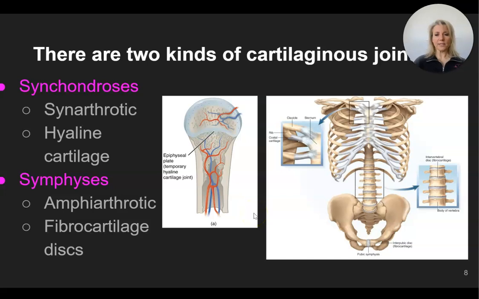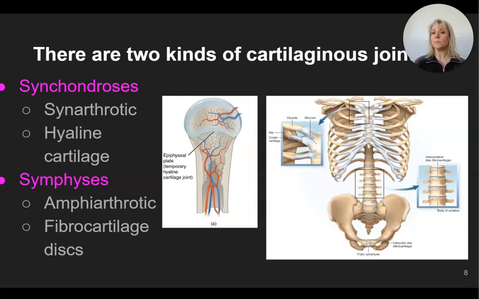All right, we have two kinds of cartilaginous joints. We have synchondroses and symphyses. Synchondroses are synarthrotic, so they are not going to provide any kind of movement. They are made of hyaline cartilage, and you're going to find them in two main places. The first place is in the epiphyseal plate. This is a temporary hyaline cartilage joint, and this is going to hold the epiphysis to the diaphysis in long bones.